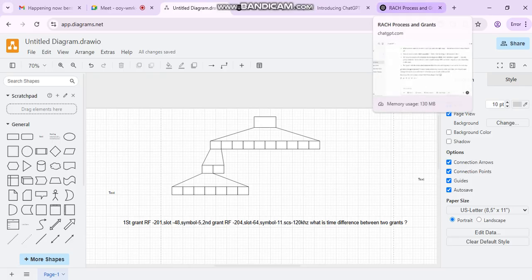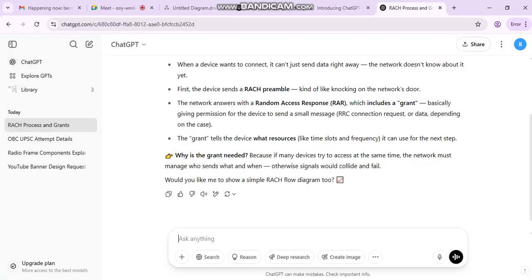So basically, we need to find the time difference between these two grants which are being sent. First of all, we need to know what a grant is. When the device wants to connect, it cannot just send the data. First, it has to send the RACH preamble, kind of like knocking on the network's door, and the network will answer with the random access response, which includes a grant, basically giving permission for the device to send a small message, an RRC connection request or data, depending on the case.